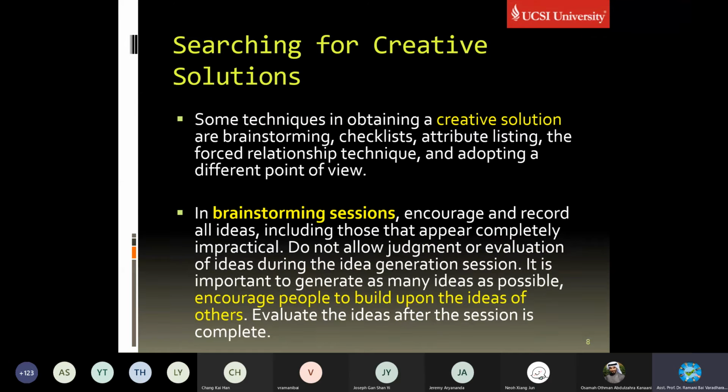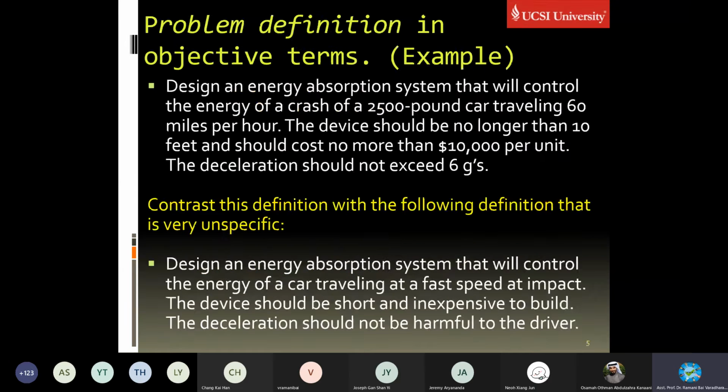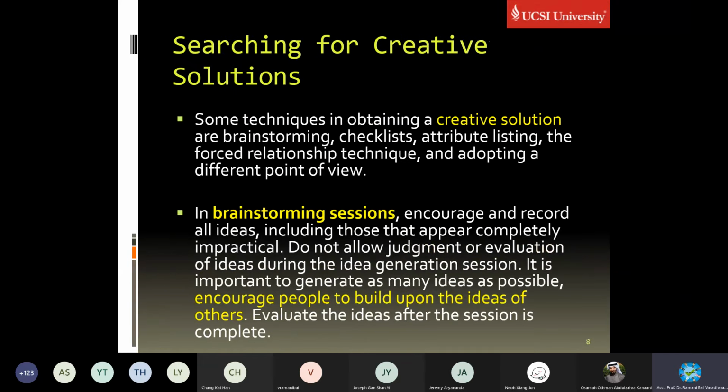Searching for a creative solution. So you got the data, you defined the problem, now go for a methodology to solve it. If you get a methodology in a creative way, a new methodology, that will end up with a creative solution, right? It's a direct proportion. Some techniques in finding a creative solution, or brains, how to get a solution.